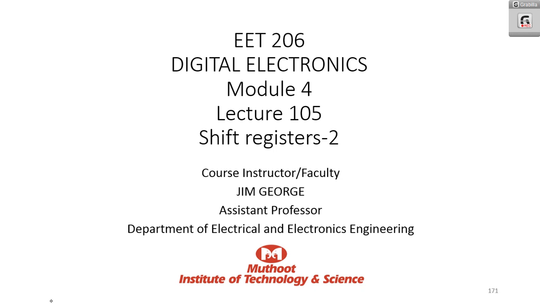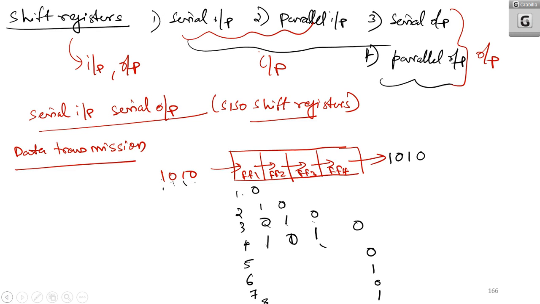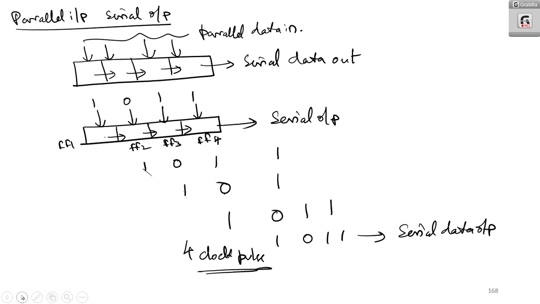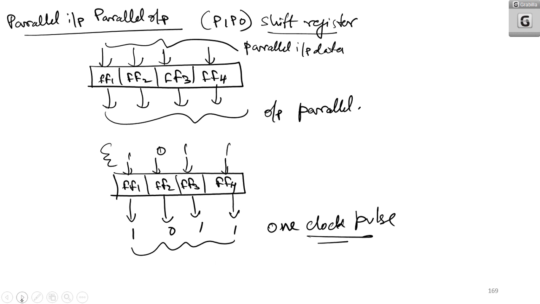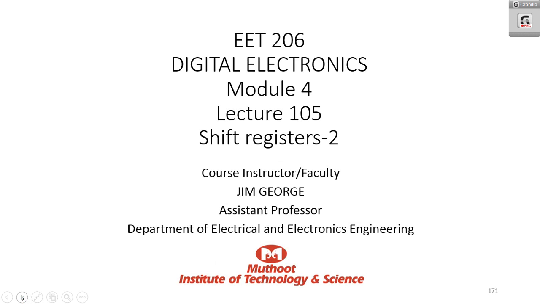Now, in the last lecture, that is in lecture number 104, we have dealt with data transmission in shift registers. We have dealt with serial input, serial output, how data is transferred; serial input, parallel output, how data is transferred; parallel input, serial output, how data is transferred; then parallel input and parallel output, how data is transferred. We have also dealt with bidirectional shift registers, rotate right shift registers and rotate left shift registers.